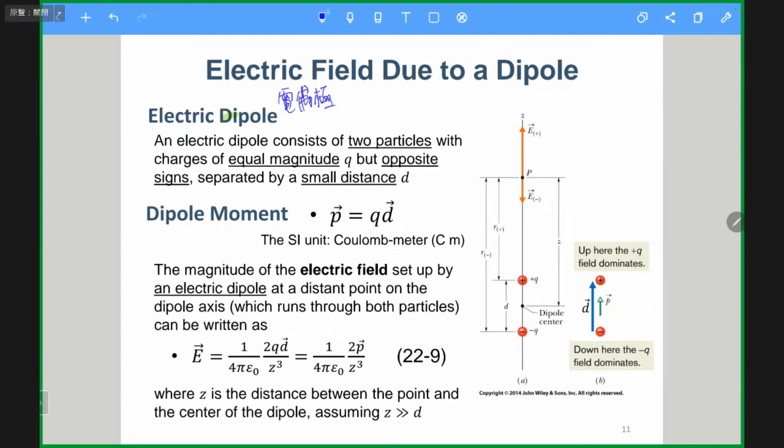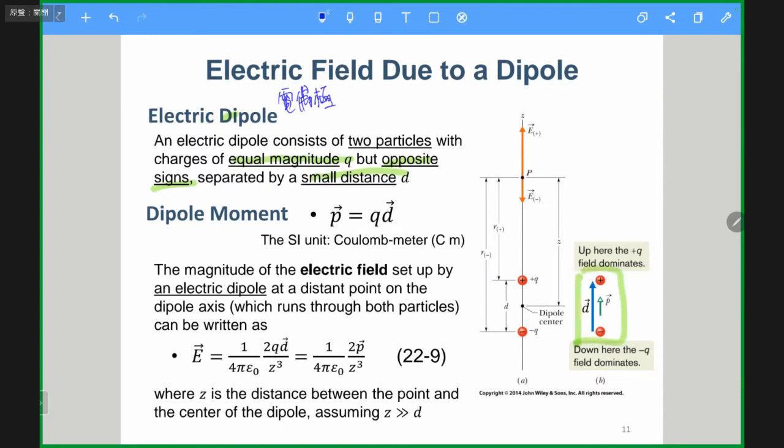Okay, so it says an electric dipole consists of two particles with charges of equal magnitude q, but opposite signs, separated by a small distance d. You can see on the right figure, this one is a dipole.